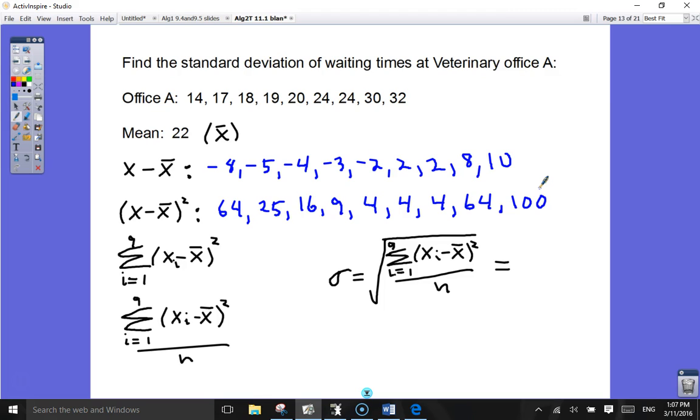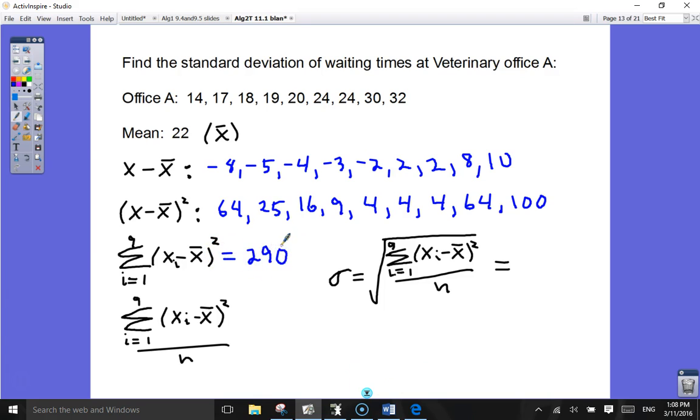Right? The sum from i equals 1 to 9 of the x minus x bar squared. That's the sum of that list. So with the handheld calculator: 64 plus 25 plus 16 plus 9 plus 4 plus 4 plus 4 plus 64 plus 100. So I'm getting a sum which is equal to 290.